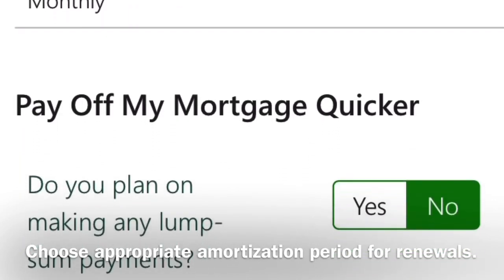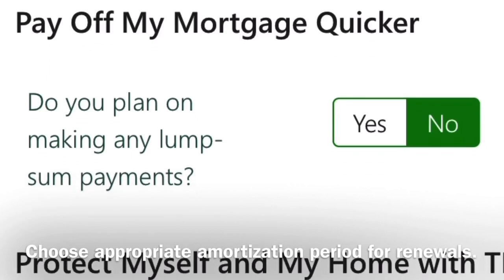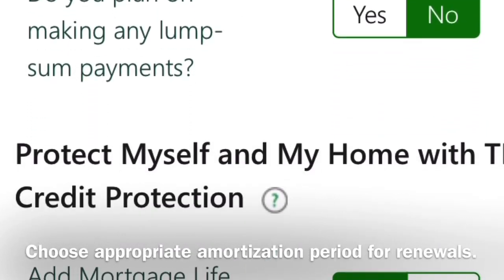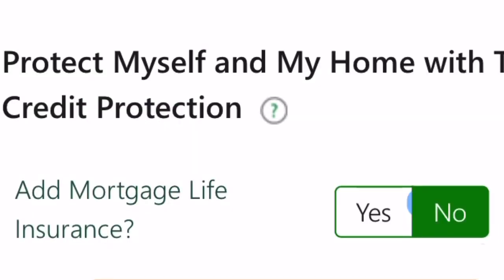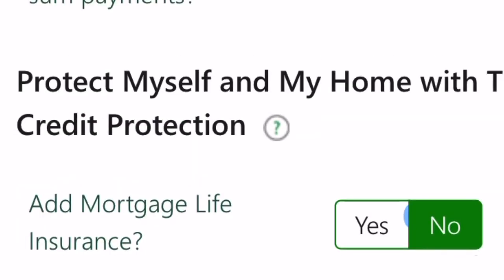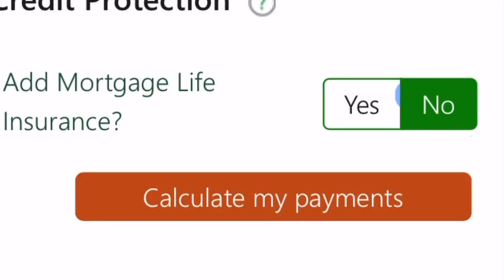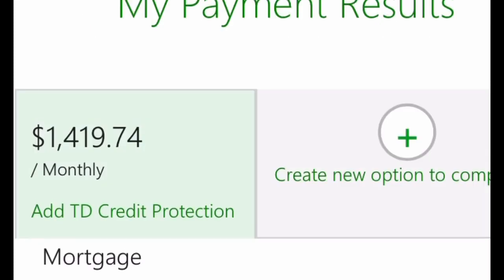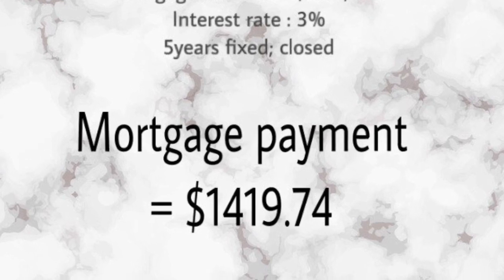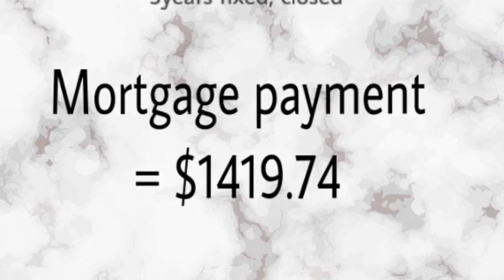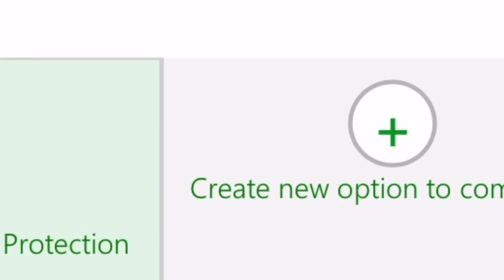And then remember to scroll down at the bottom where you have to click no dun sa add mortgage life insurance. We don't want any quotes for life insurance at this time. We only want the amount of mortgage payment for 300,000, okay? So, hit calculate, and then as you see, the amount of mortgage payment for 300,000 is $1,419.74.